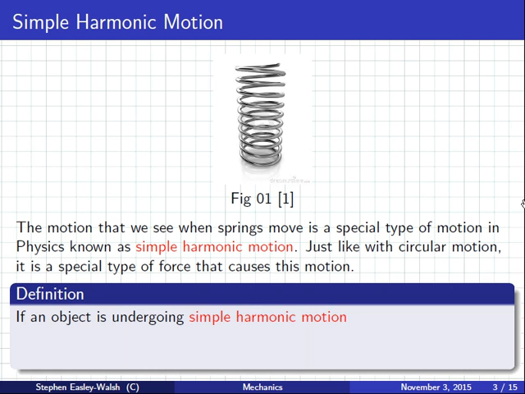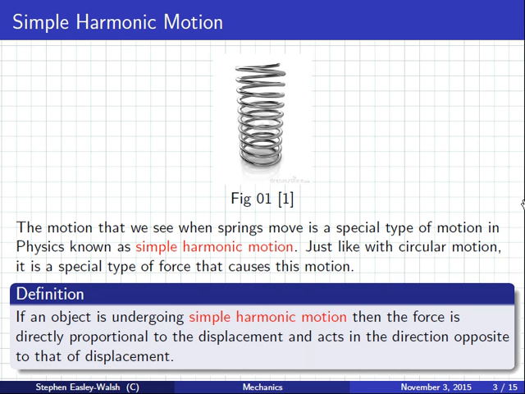So, what exactly is the definition for this type of motion here? If an object is undergoing simple harmonic motion, then the force is proportional to the displacement and acts in the opposite direction to the displacement. So I'll explain what that means in a moment, but if you can just write the definition down.